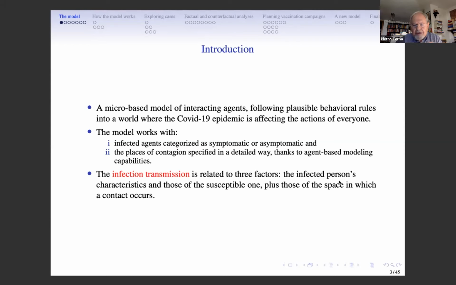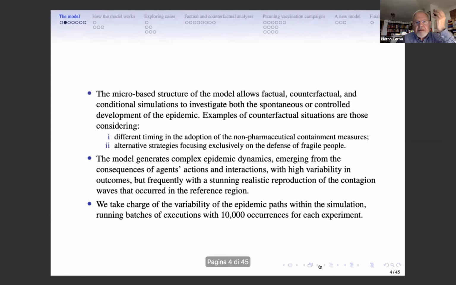In this way, we have no a priori probabilities, but ex post frequencies of the events, because the model is based upon interaction. It is not a simple micro simulation tool, but it is a true agent-based tool. The microstructure allows us to build factual, counterfactual, and conditional simulations, and we will see a few examples. The model generates complex epidemic dynamics, also because the intrinsic variability of this kind of phenomenon is very high.